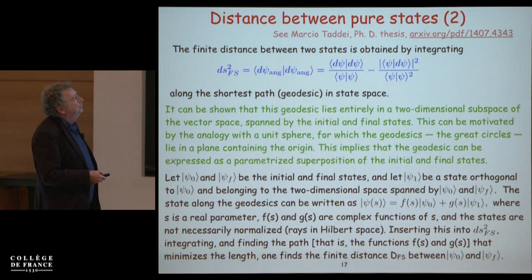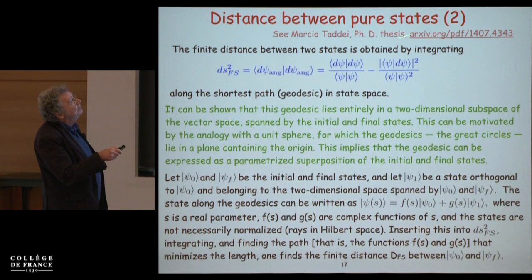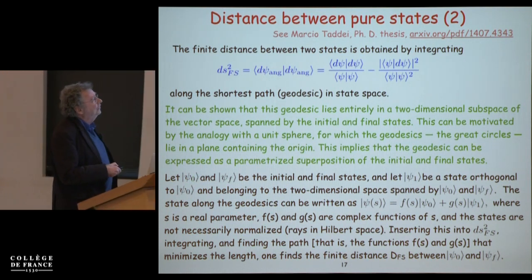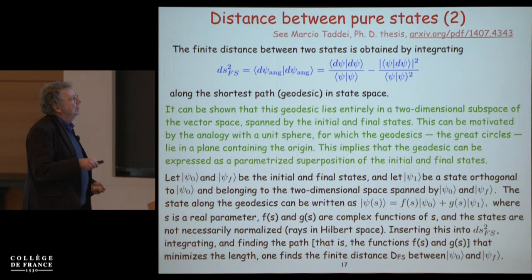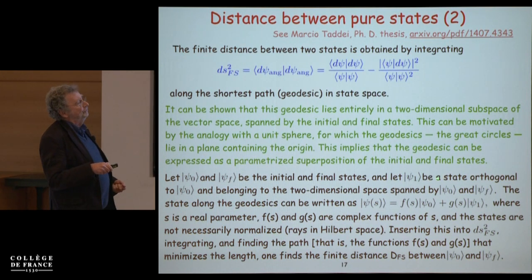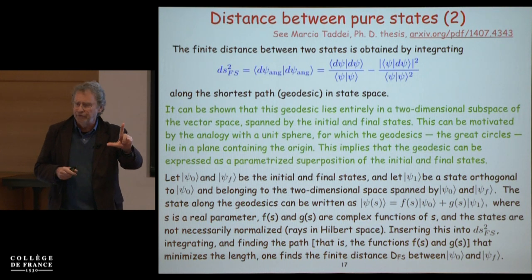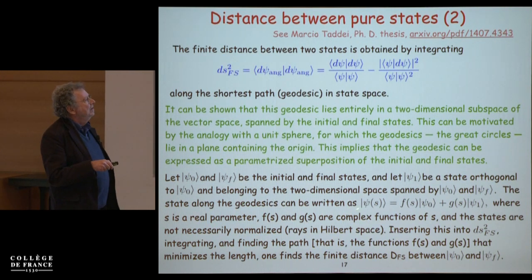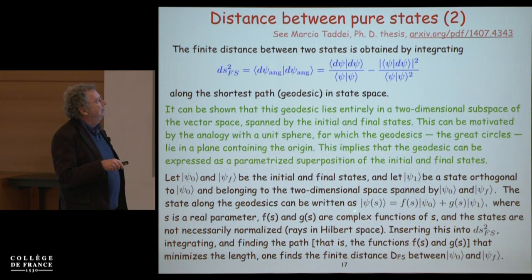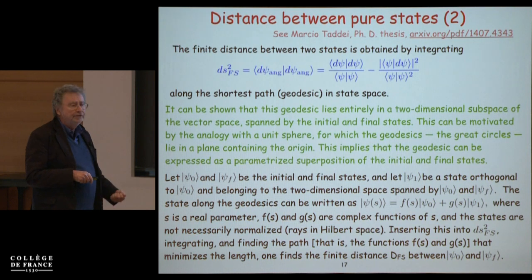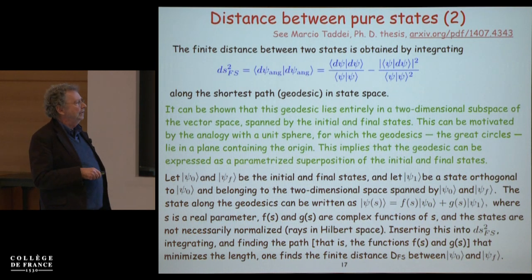Now, what we do is the following, and this is described in this thesis, the calculation. We consider that psi 0 and psi f are the initial and final states. We get some state psi 1, which is orthogonal to psi 0, so now we have an orthogonal basis in that two-dimensional space. And we write the state along the geodesic as a superposition of psi 0 and psi 1, with functions f of s and g of s to be determined. These are complex functions of s.